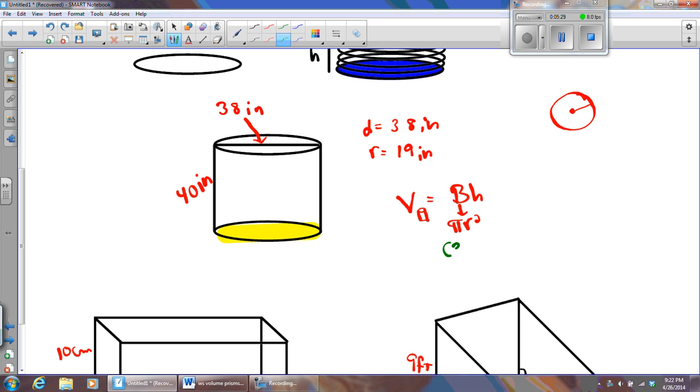So this will be 3.14 times 19 inches, and I'm going to square that. Then once I have that, I have to multiply by how tall the cylinder is, and that, of course, in this problem is 40 inches. So I'm going to get the capital B.